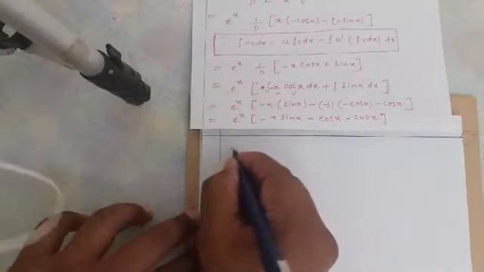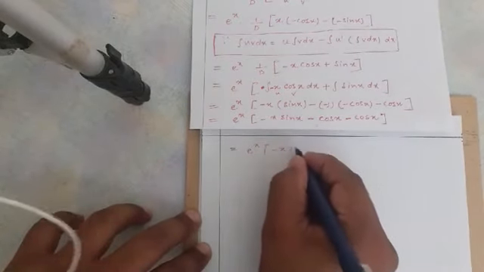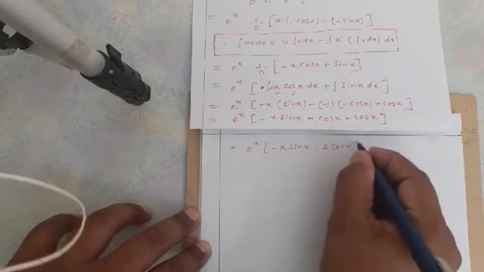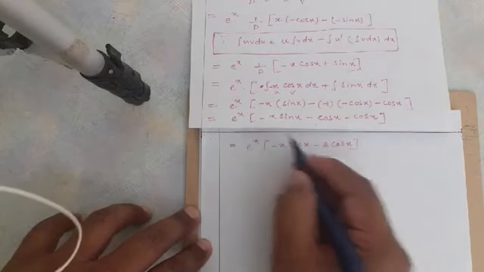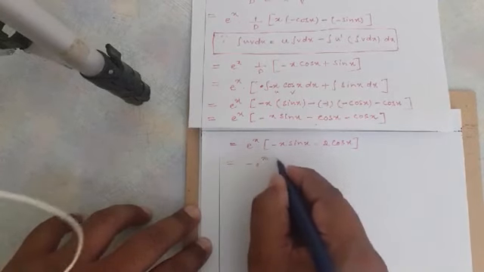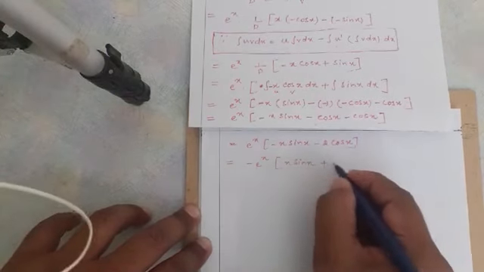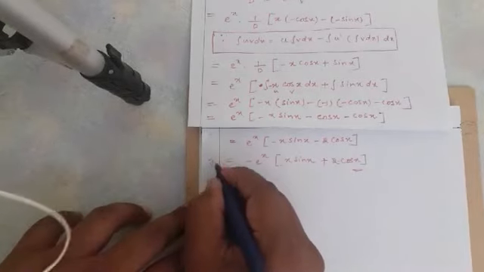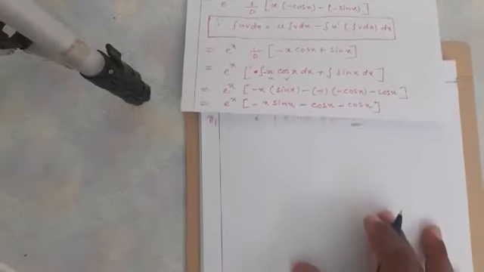Now this is equal to e power x in bracket minus x sin x minus 2 cos x. You get this because here cos x minus cos x minus cos x gives minus 2 cos x minus x sin x, so you take minus outside. This becomes minus e power x, in bracket you get x sin x plus 2 cos x. This is nothing but yp, the particular integral. So in this way we find the solution.